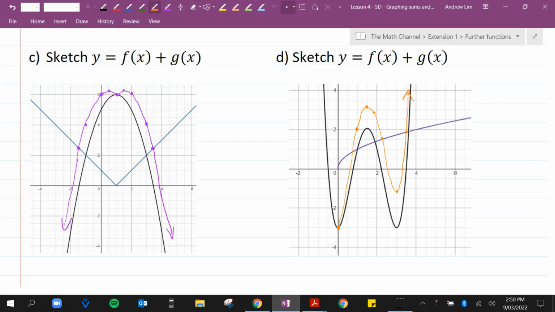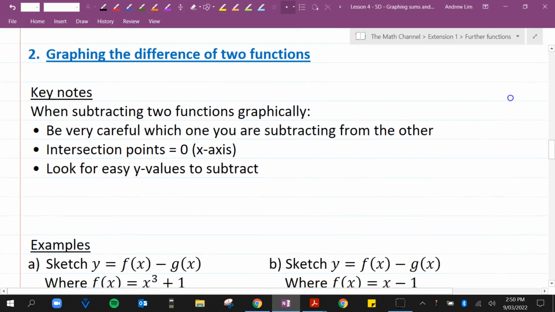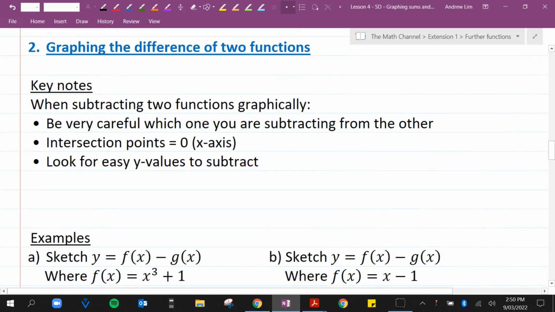Alright, so that's it for sketching the sum of two functions. Let's have a look at how to graph the difference of two functions now. Here are my key notes. When subtracting two functions graphically, be very careful with which one you are subtracting from the other. Intersection points is always equal to 0, because y minus y is equal to 0, or minus y minus minus y will also equal to 0. So that's nice and simple. Maybe we can start with that. And then look for easy y values to subtract.